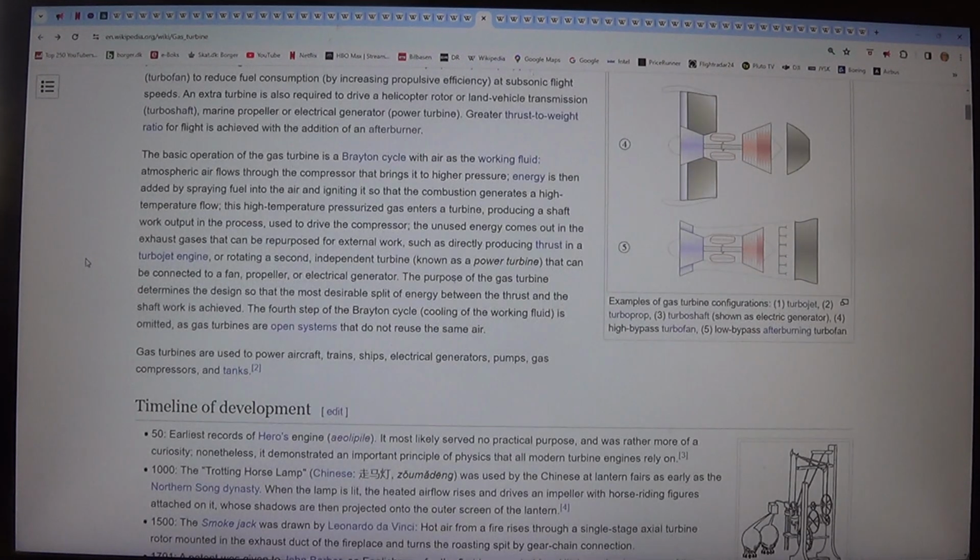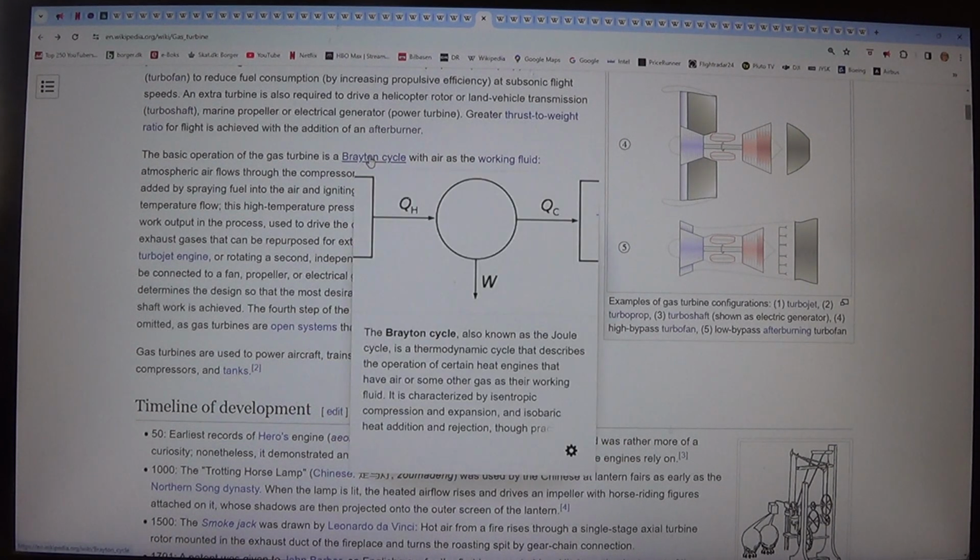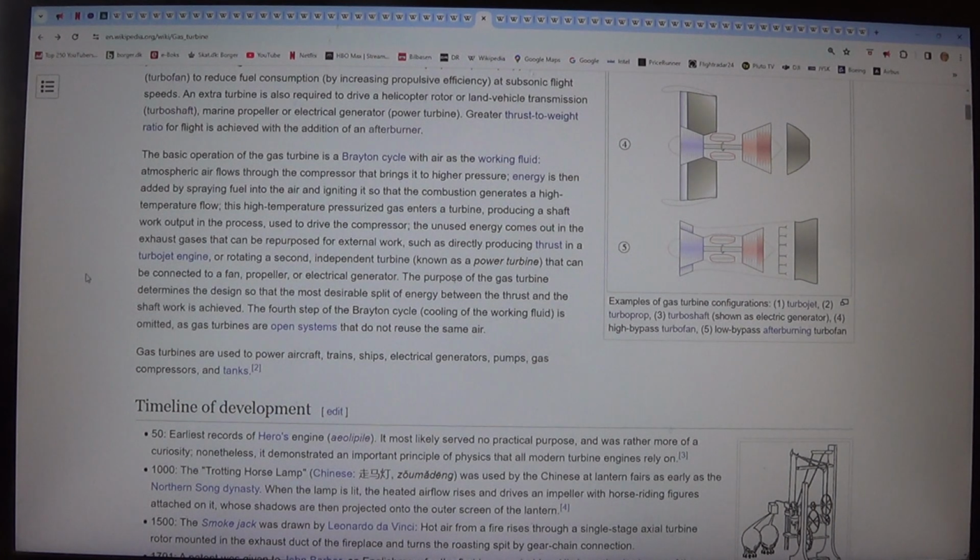The basic operation of the gas turbine is a Brayton cycle with air as the working fluid. Atmospheric air flows through the compressor that brings it to higher pressure. Energy is then added by spraying fuel into the air and igniting it so that the combustion generates a high-temperature flow. This high-temperature pressurized gas enters a turbine, producing a shaft work output in the process, used to drive the compressor. The unused energy comes out in the exhaust gases that can be repurposed for external work, such as directly producing thrust in a turbojet engine, or rotating a second, independent turbine, known as a power turbine, that can be connected to a fan, propeller, or electrical generator.